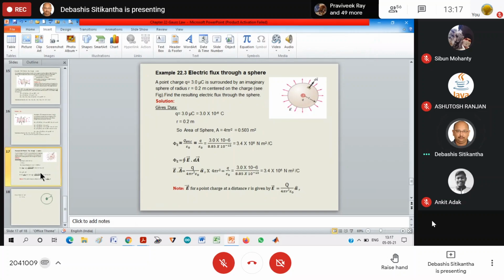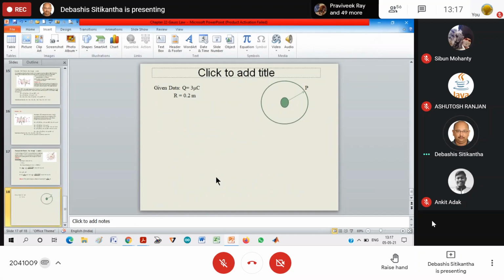Now come on, do it. The question is very simple. Find the electric flux. I have just added another term, what is the electric field at the point P. I hope everybody can solve it. It's not at all a big deal. Yes. Who will tell me the first step?